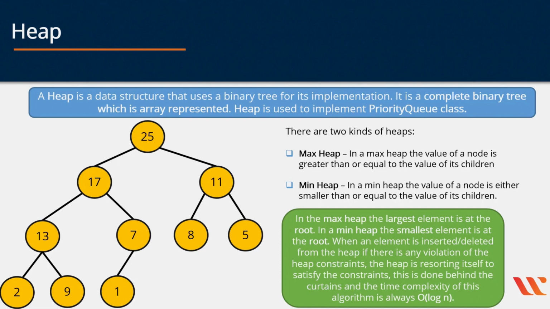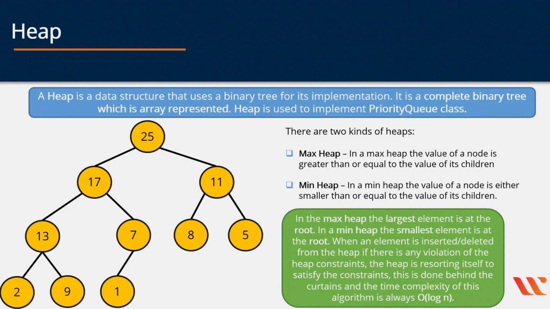There are two kinds of heaps. Max heap: in a max heap, the value of a node is greater than or equal to the value of its children. And min heap: in a min heap, the value of a node is either smaller than or equal to the value of its children. In a max heap, the largest element is at the root. In a min heap, the smallest element is at the root.